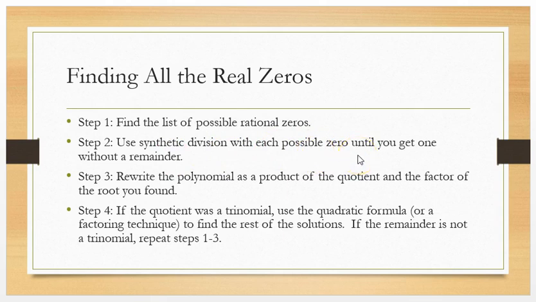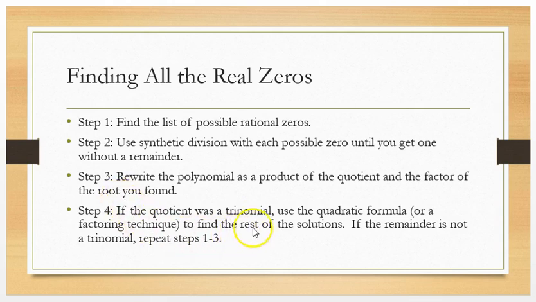Once you find one that has a remainder of 0, you can rewrite that polynomial as the factor that you tested times whatever's left under the synthetic division. That's what I mean when I say the product of the quotient. The quotient is what you have underneath your synthetic division, and the root that you found, that's the factor form of whatever you were plugging into synthetic division. So those two things multiplied together, that will break your polynomial down into smaller pieces.